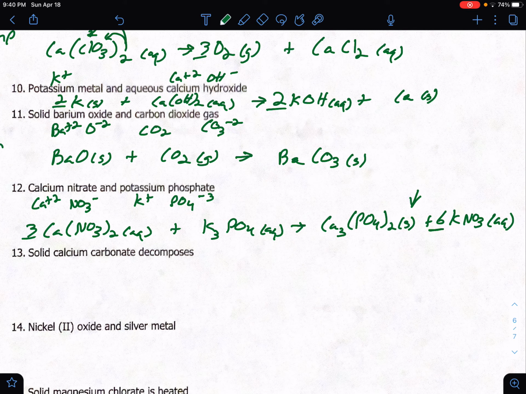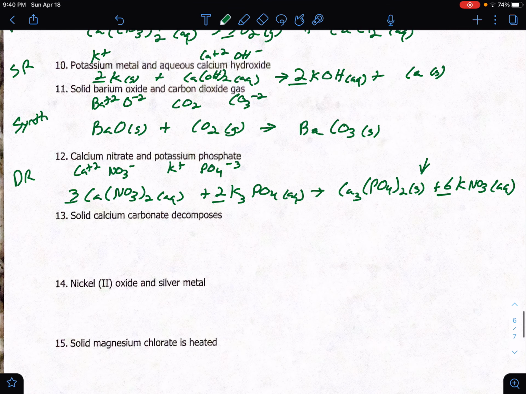So that fixes my nitrates. But now my potassiums are 6 on the right, and then I need 6 on the left. So I'm going to multiply this by 2. So now I have 6 potassiums on the left, 6 potassiums on the right, so we're good. 2 phosphates on the left and 2 phosphates on the right, so that means we're done.